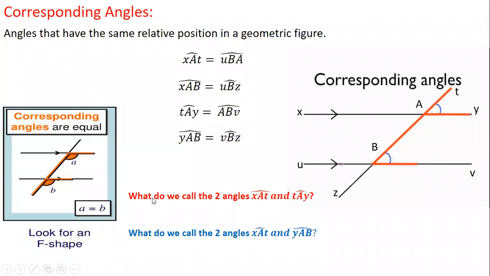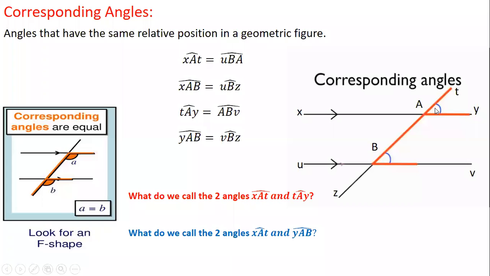Now I want to ask a question to Adam Hayek. Yes, miss. What do we call the two angles XAT, this angle here, and TAY, this angle and this angle? What do we call them? These pair of angles, what are they? Corresponding angles? No, Adam, look carefully. XAT, this big angle, and TAY.